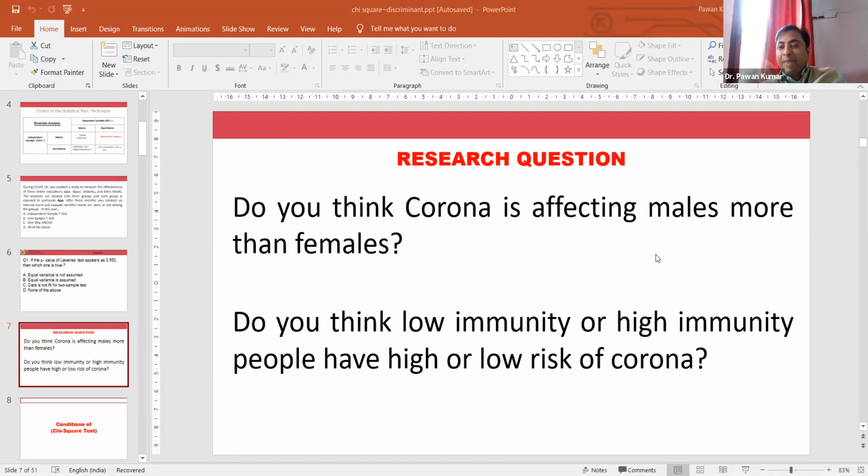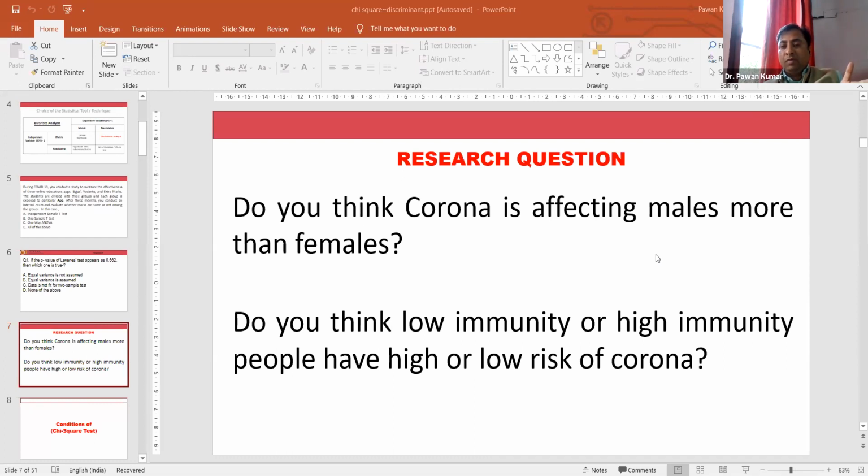I am taking the type of corona. There are different types of corona, a very high risk corona and a low risk corona. In real sense, some are having a very high corona type and some are having a low type of corona, and whether it is affecting male or female. So we have two variables and both the variables are categorical here.